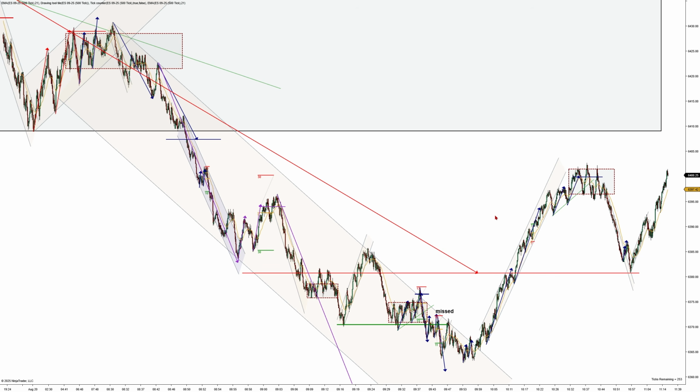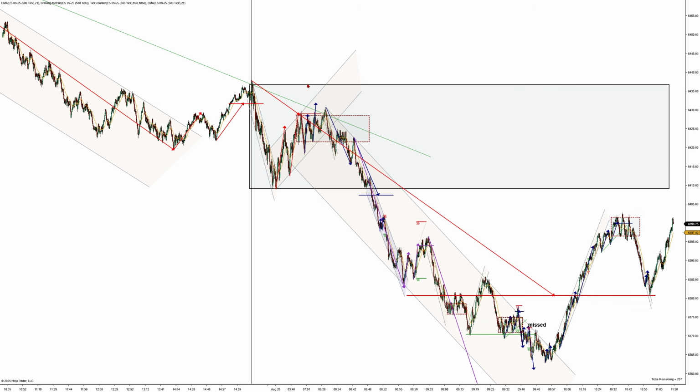We're looking at the ES futures on a 500 tick chart with a 21 EMA. So we've got our overnight high up here, our overnight low down here. These are our key levels for the day.